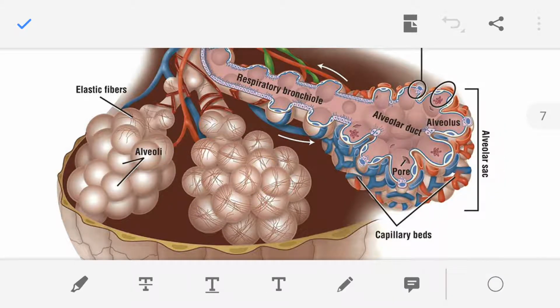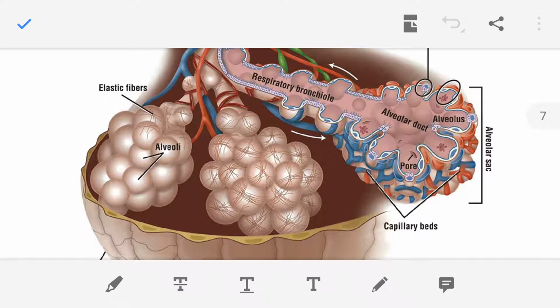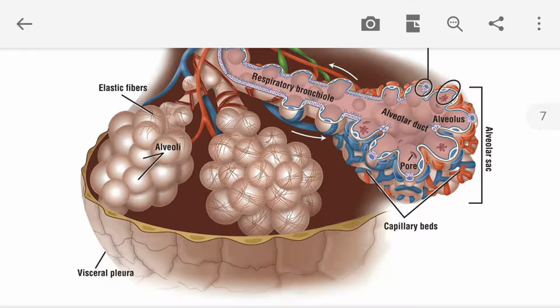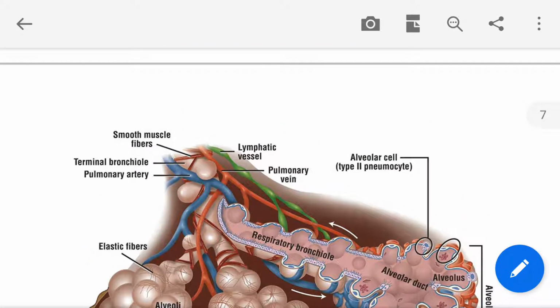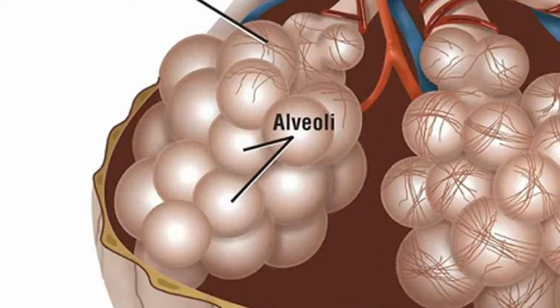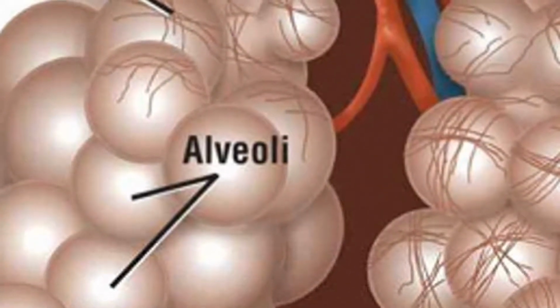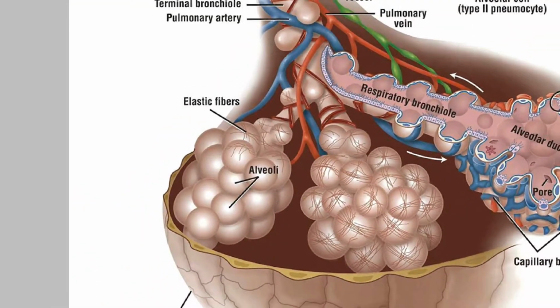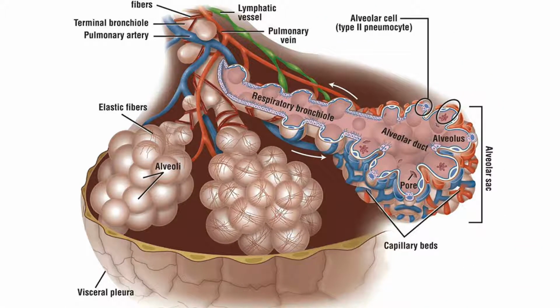So this is the meaning of the first point. I'm showing you the entire figure so that you can have a clear idea regarding the alveolar sac. So this one is the alveolar sac, and you see the individual alveoli. So the cluster of alveoli forms the alveolar sac.